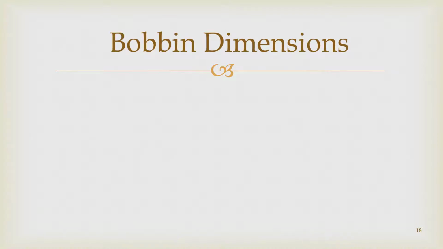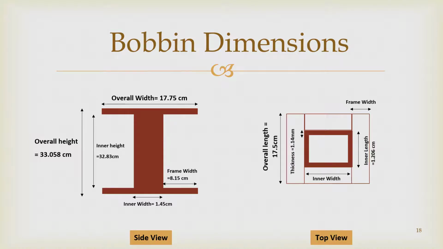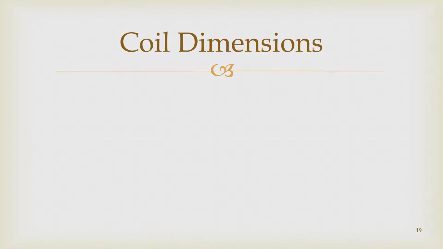We used the bobbin, or the coil former, to isolate the windings from the core. Regarding its dimensions, we obtained an overall height of about 33 cm, which is approximately equal to the window height shown in the previous slide, because the bobbin should fit inside the window. Overall width is about 17.75 cm, and length, as you can see on the right side, 17.5 cm. Also, we can see here more details like the inner height and the frame width where we wrap the windings. And once we have the bobbin dimensions ready, we can proceed to calculate the coil's dimensions.